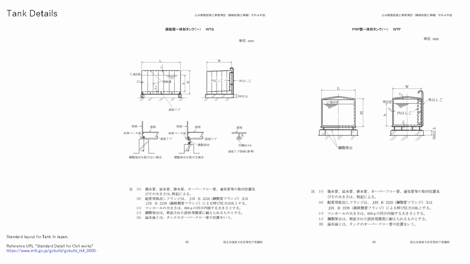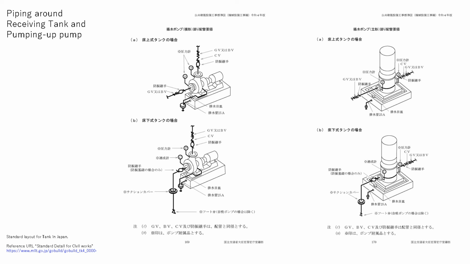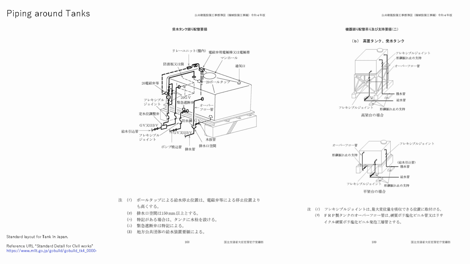This is the typical detail drawing for tanks and pumps in Japan. You can get the master file from the following URL. For tank detail, steel tank and FRP tanks. Piping arrangement detail around pumps. Horizontal pump and vertical pump. Piping arrangement for receiving tank and terrace tank.